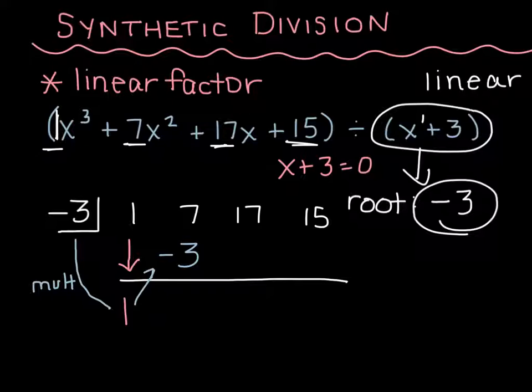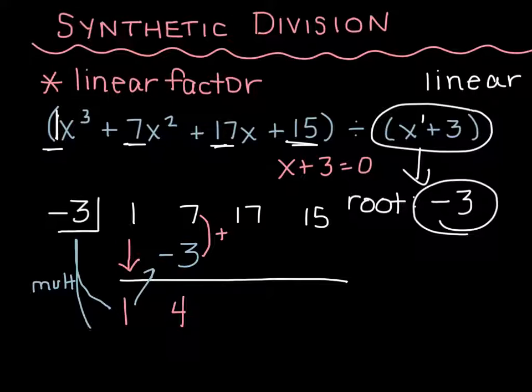And then, from here to here, I'm going to add. Okay, so 7 plus negative 3. Be careful, because if you're in the division mindset, you might be thinking subtraction, but you are just combining here. You are adding. So 7 plus negative 3 is 4. So that's a 4. And now I'm going to repeat the process.